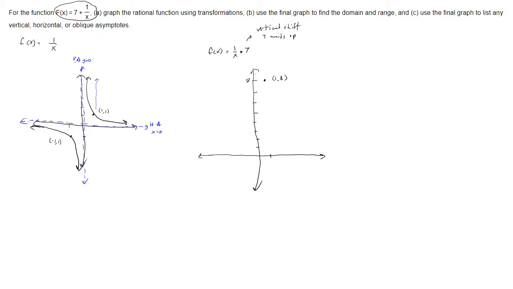The horizontal asymptote, since everything is shifting up, this horizontal asymptote is also going to shift up 7 units. So instead of being the line at x equals 0, it's going to be the line right here at x is equal to 7.